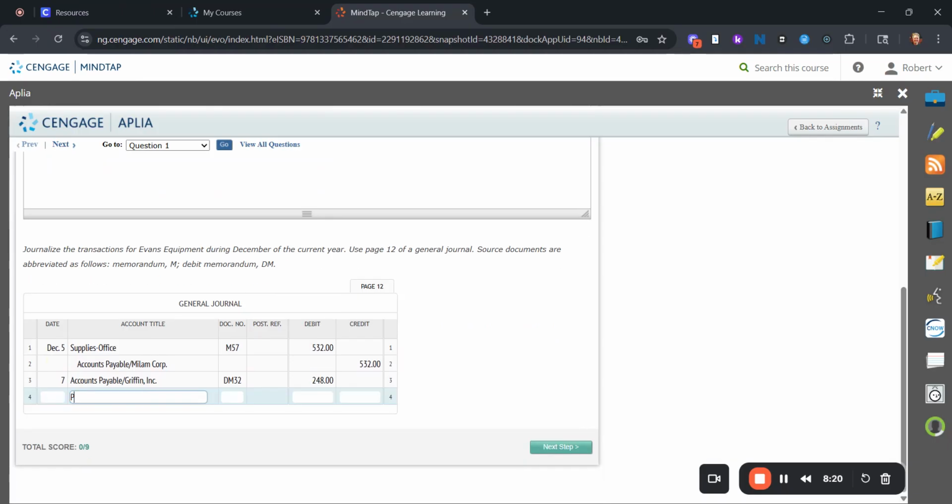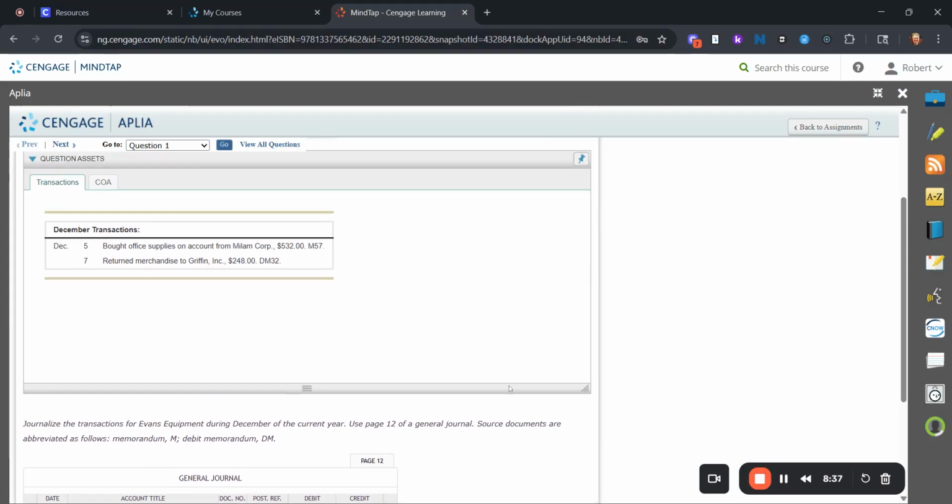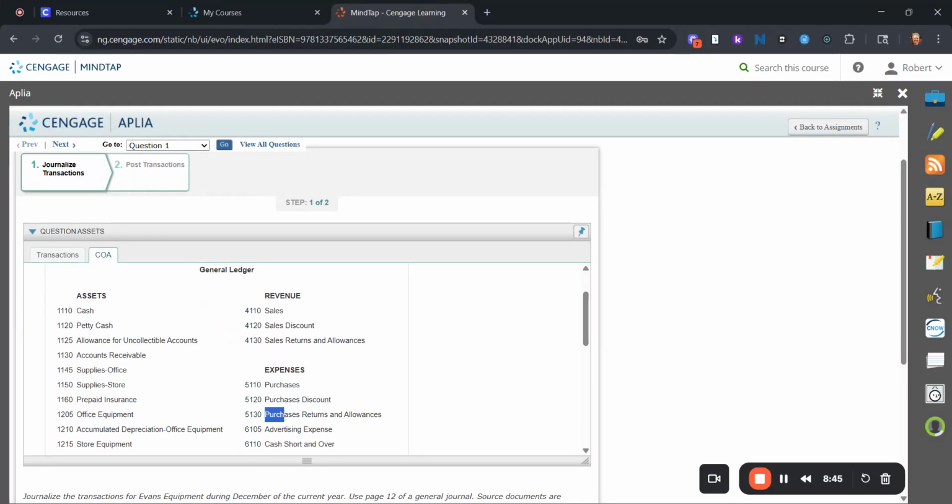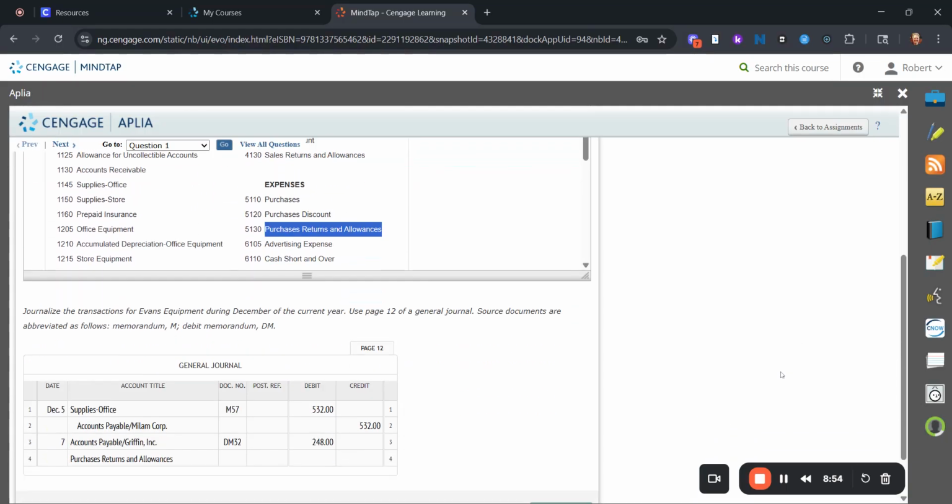And the other account that we're going to use is going to be purchases, returns, and allowances. You can look at the chart of accounts. Purchases, returns, and allowances is an expense. So that money is being returned back to the company, or the value of that merchandise is being returned back. So that's an increase, and that's going to increase the value of the company, which increases owner's equity. You can see that falls under that expense umbrella. So that increase in owner's equity makes that a credit entry.